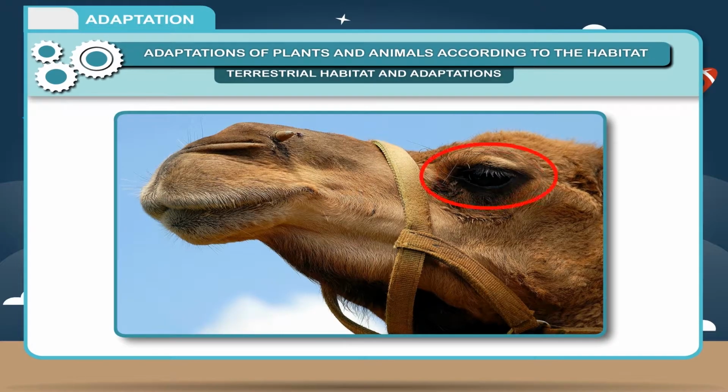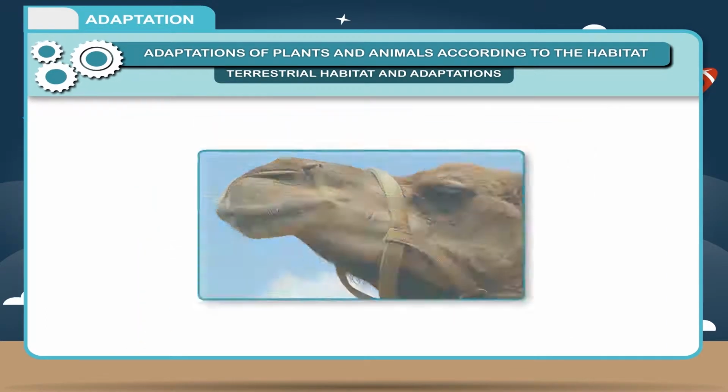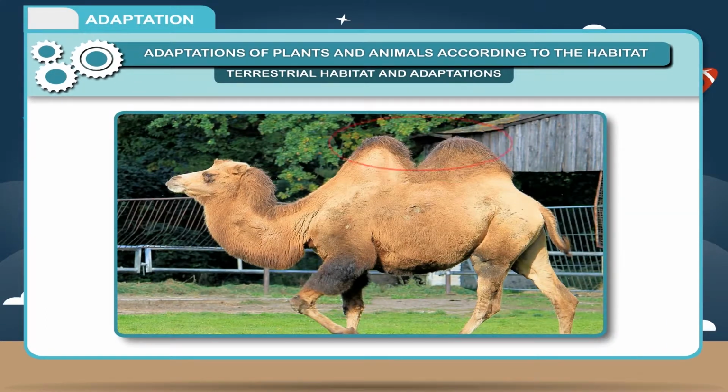B. It has long eyelashes which help to keep out sand during a sandstorm. It can also close its nostrils so that sand does not enter the respiratory system. C. It has a hump where fat is stored. This provides food in times of shortage.